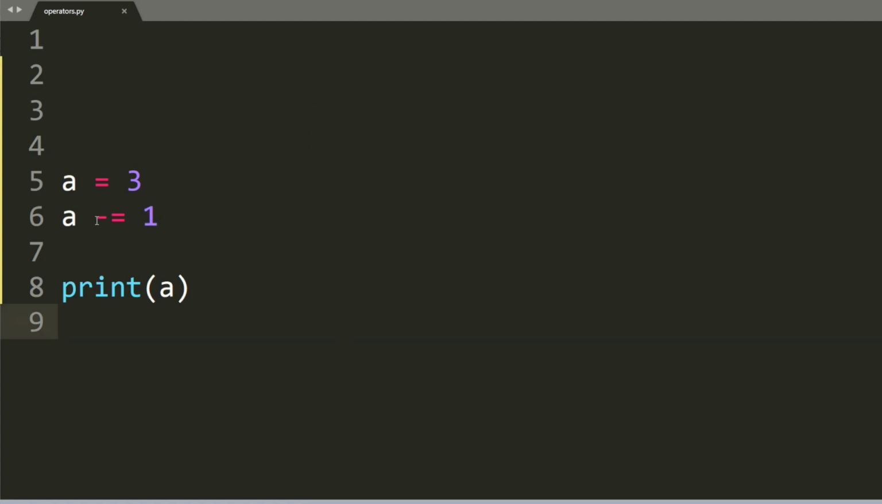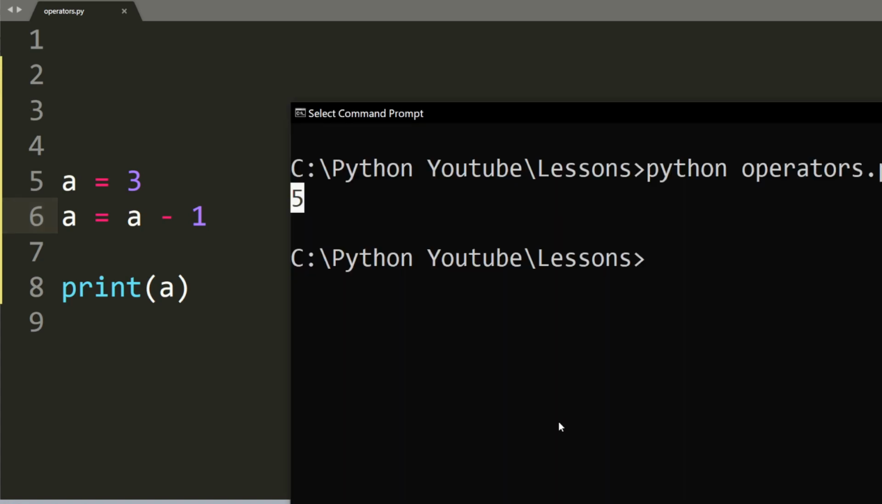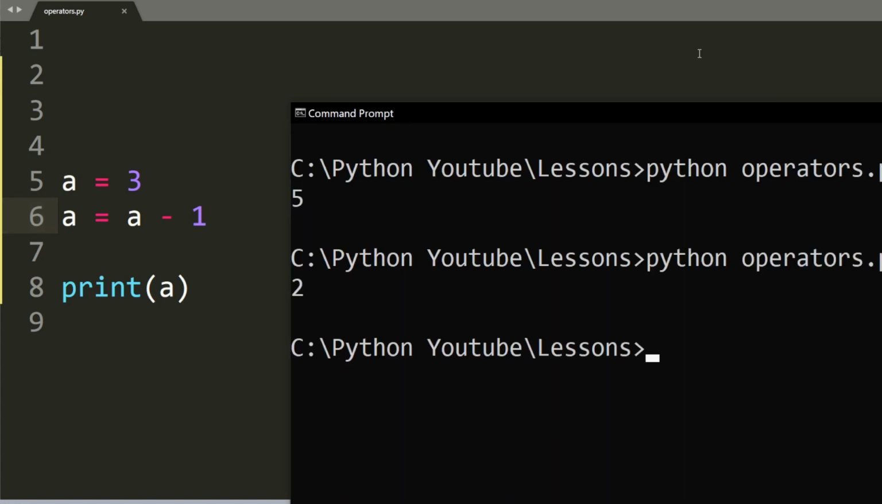And instead of saying plus equals 1, you can also do minus equals 1. So this will give you 2 because 3 minus 1 is a 2. And similarly, you can also do A equals A minus 1. This will also give you a 2. So these are the basic operators in Python.